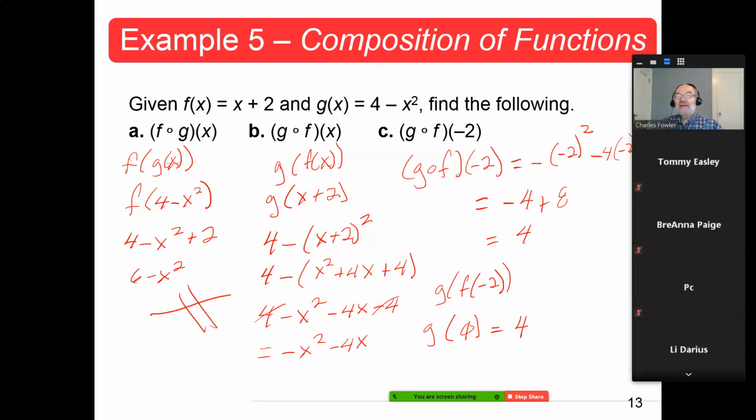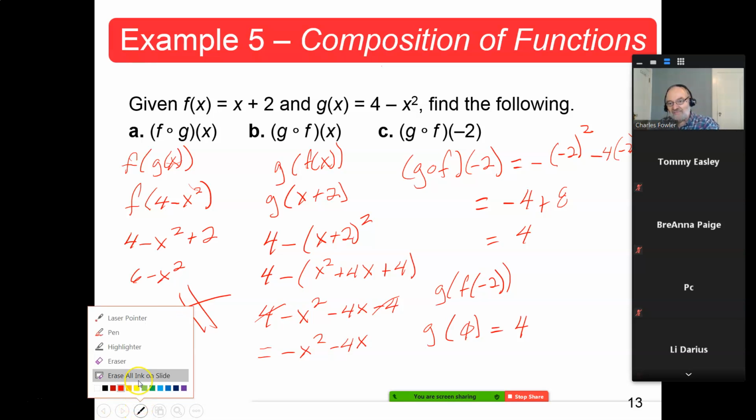And by the way, f composed with g of negative 2 is going to give you a very different answer. You would just plug that in here, and that would have been 6 minus a negative 2 squared. Well, negative 2 squared is 4. 6 minus 4 is 2. So very different answers. Composite functions do not commute. You can't change the order and get the same answer, except in very special circumstances.